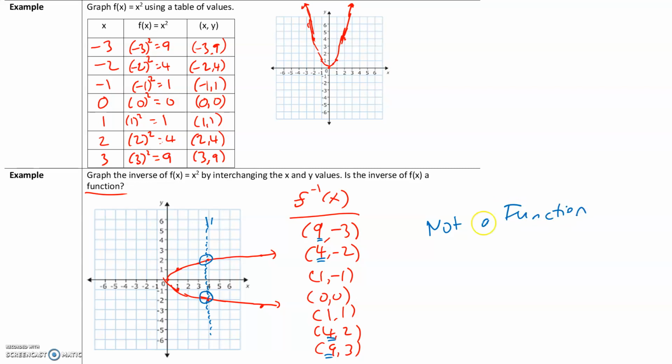Now, the reason that the inverse is not a function is because the original function wasn't one-to-one. So in the original function, if I draw a vertical line, it hits the graph 2 times, which means it's not a one-to-one function. So what I'm essentially doing is, because I'm interchanging the x's and y's, I'm flipping it over this way, and then the inverse is not a function.